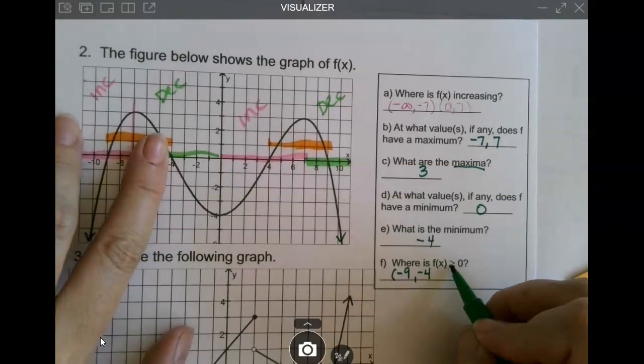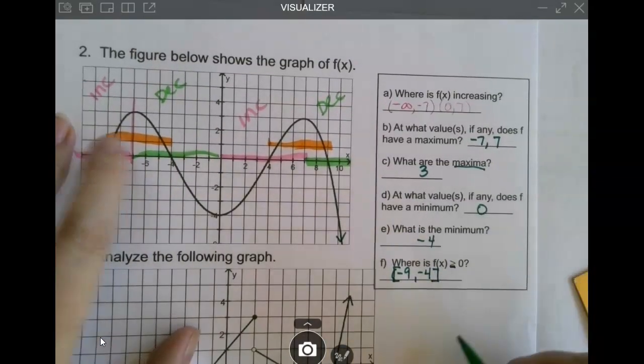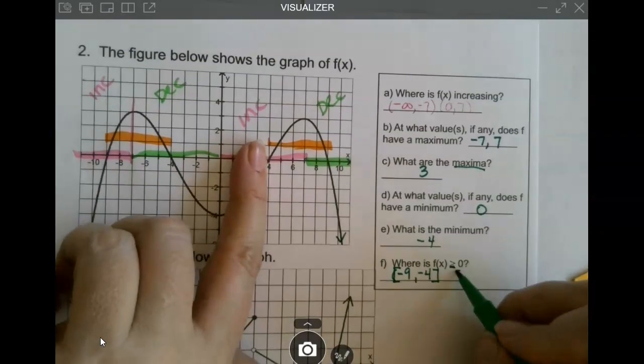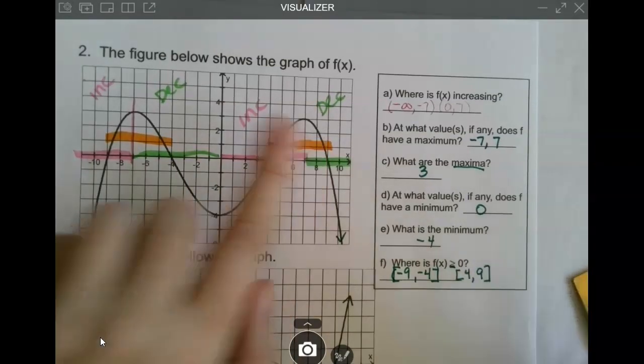And this one says or equal to, so I want to include the points on the line. So I'm going to put the square brackets here. And then over here, we'll start at 4. And we'll go from 4 to 9. And one last graph we have here.